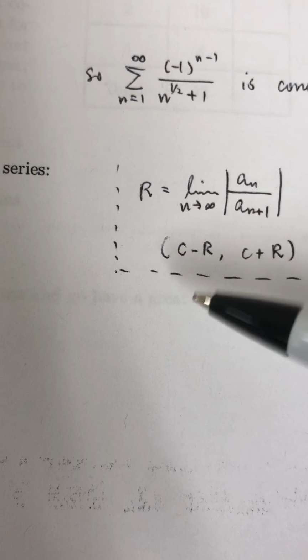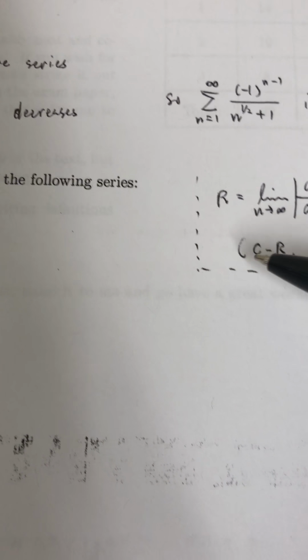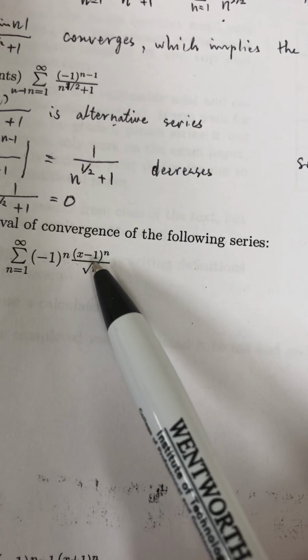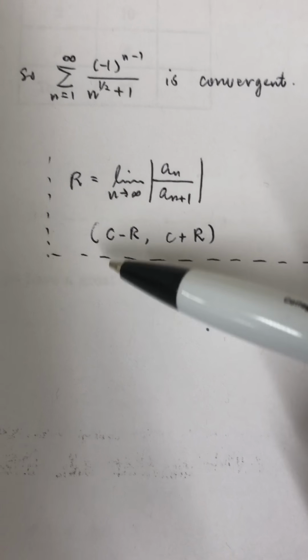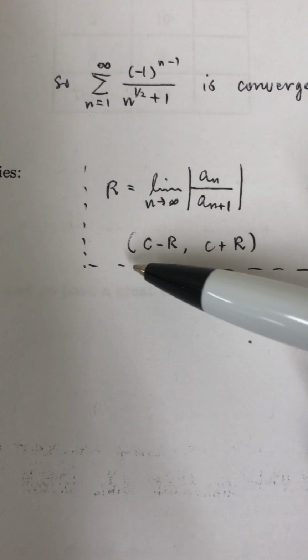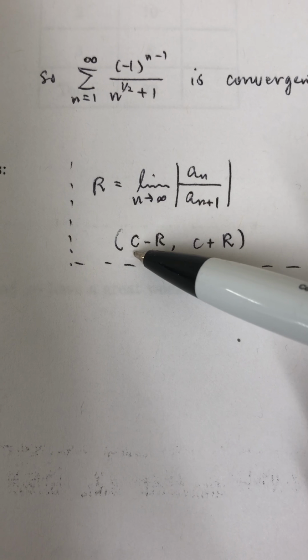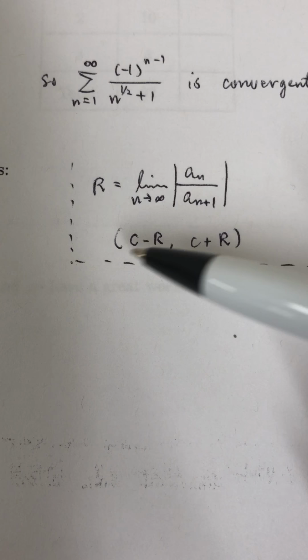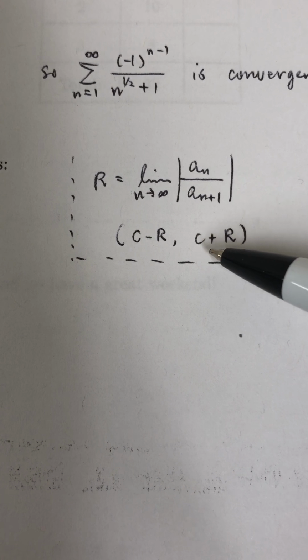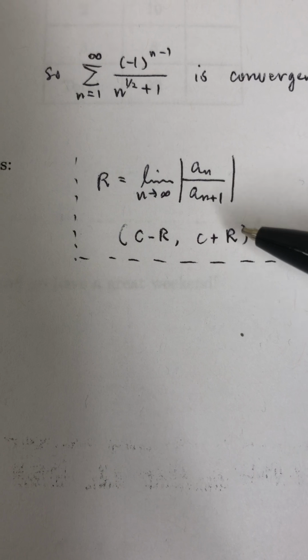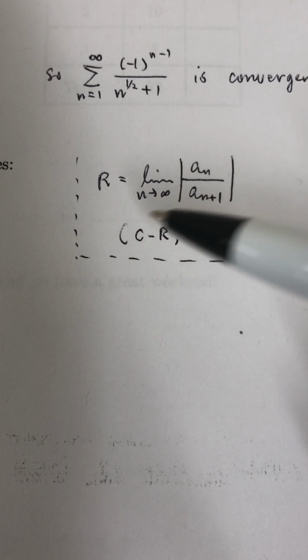Once you found this R, then remember C here is the center of the power series, which is 1. So the interval of convergence is at least an open interval from C minus R to C plus R. Be careful, the endpoints C minus R and C plus R might be included. We have to check that, and that is the whole point of this question.